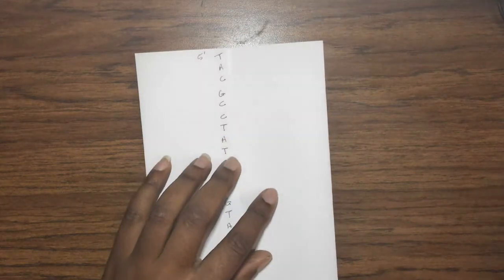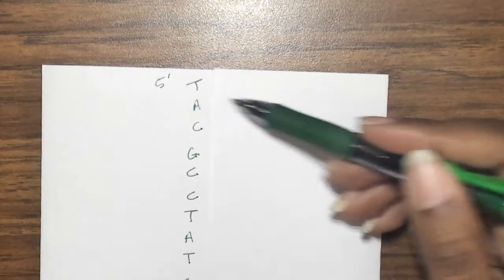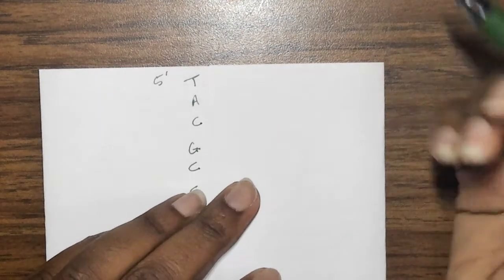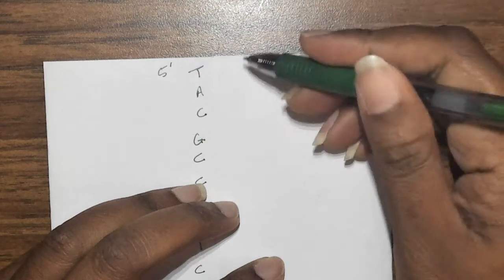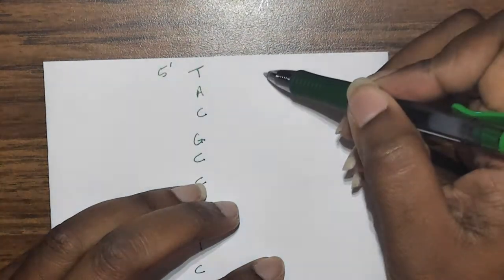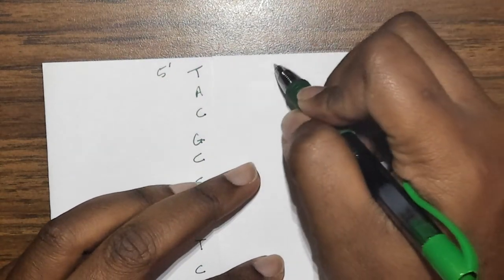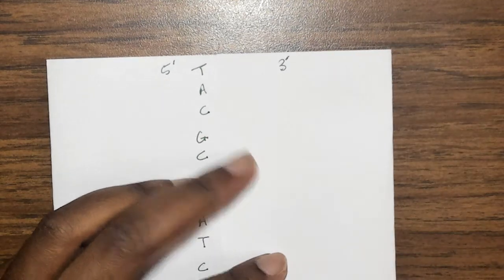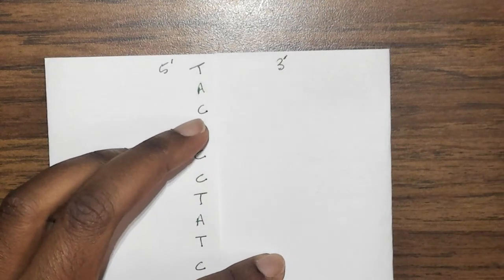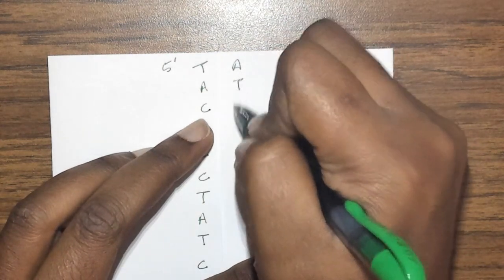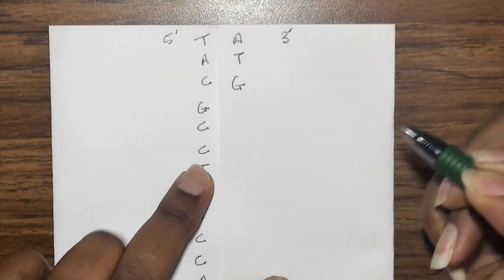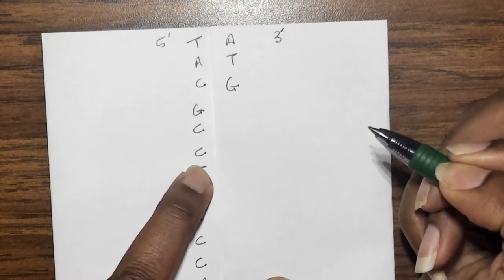Okay, so looking on this side, if I have a 5 over here, what should I have over here? If I've got 5 prime here, I should have a what there? A 3 prime. Good. All right, so TAC, what is the complement to that? ATG. GCC, what is the complement to that?